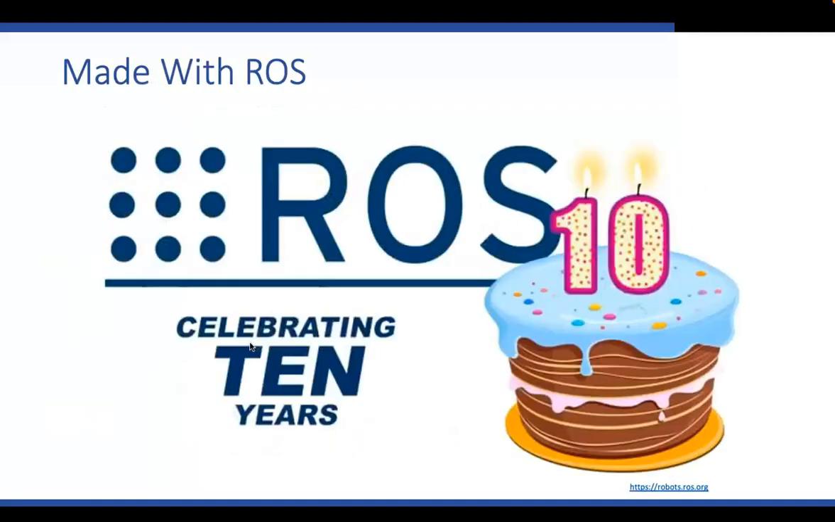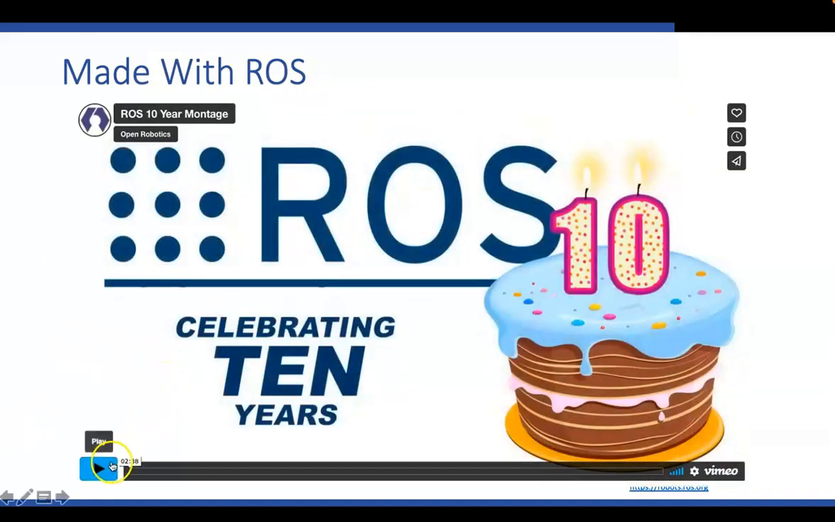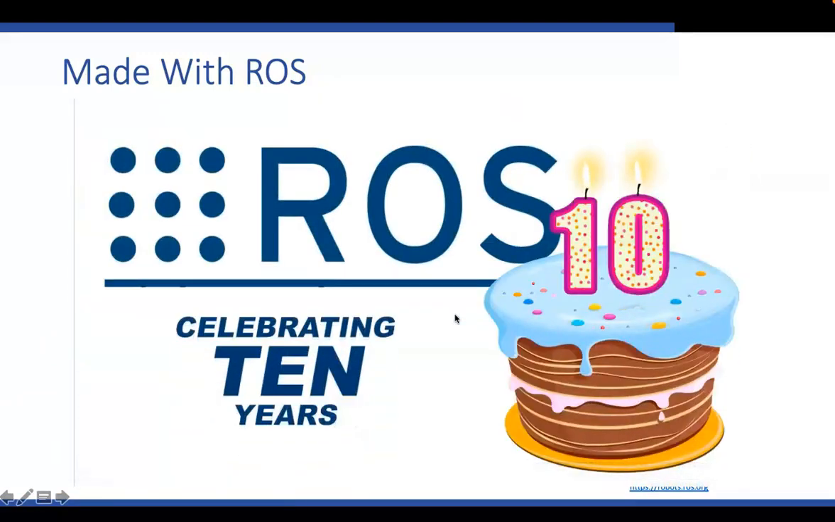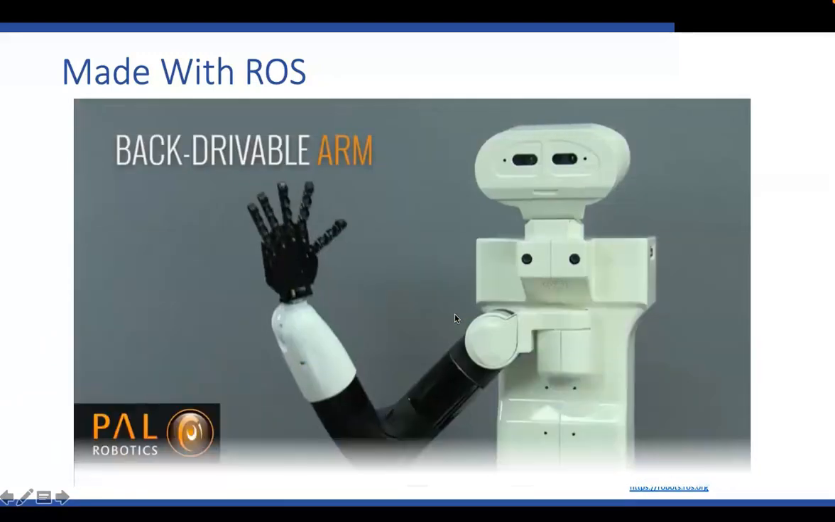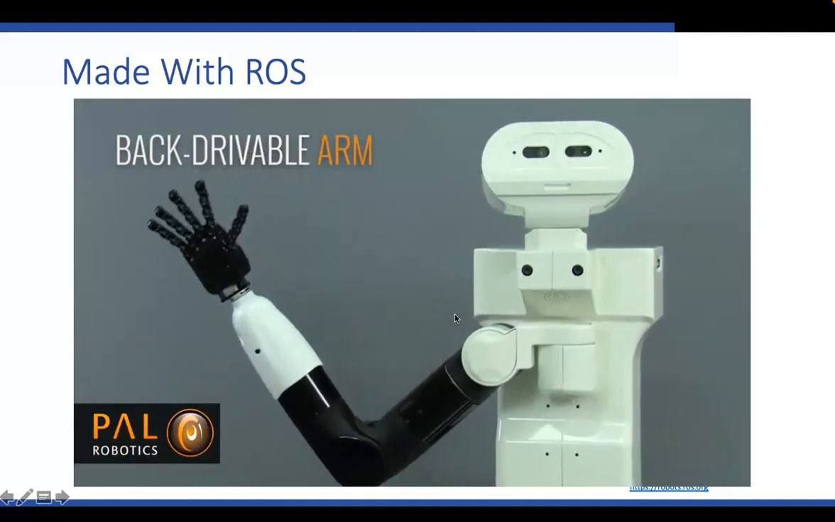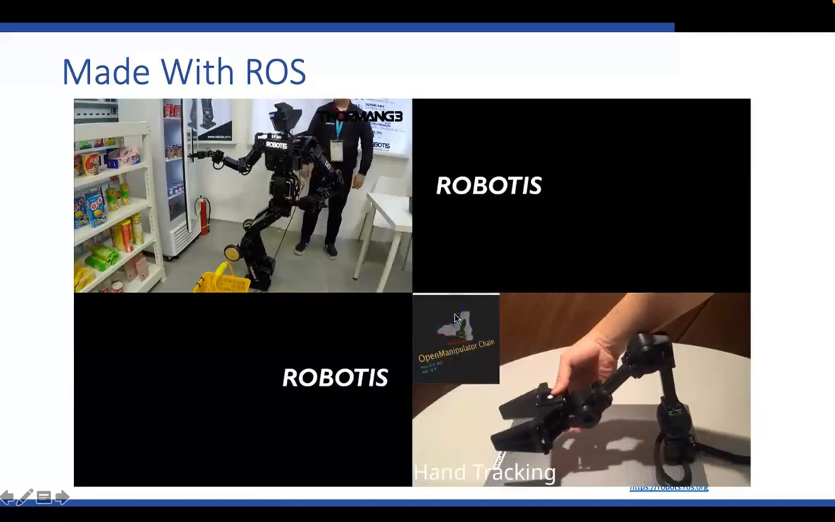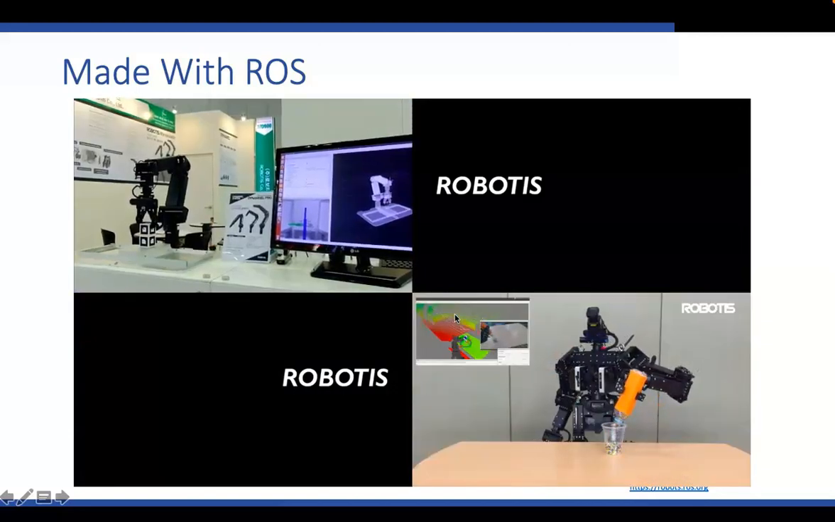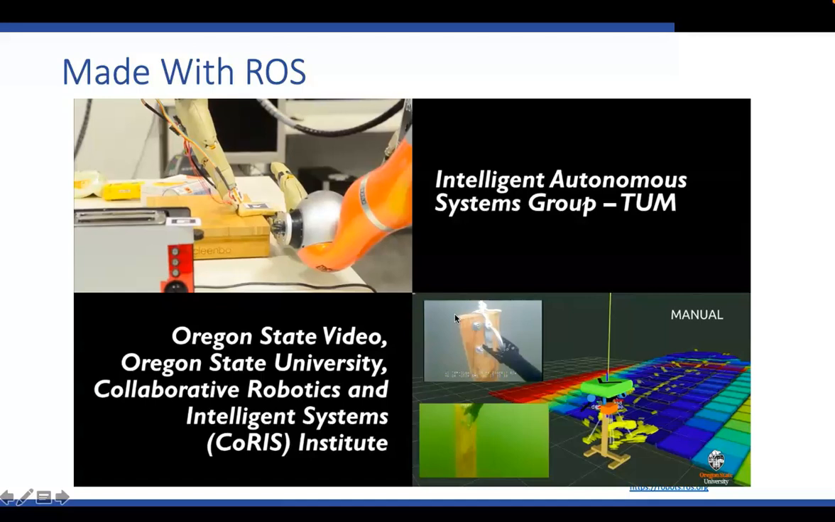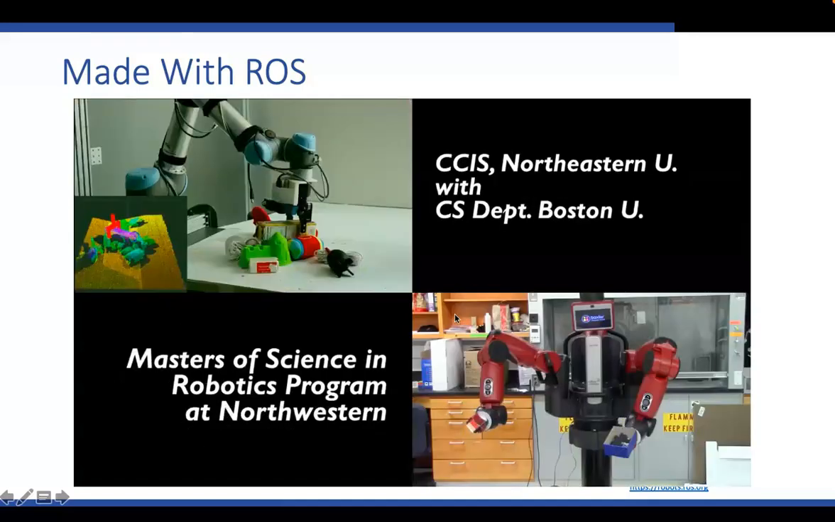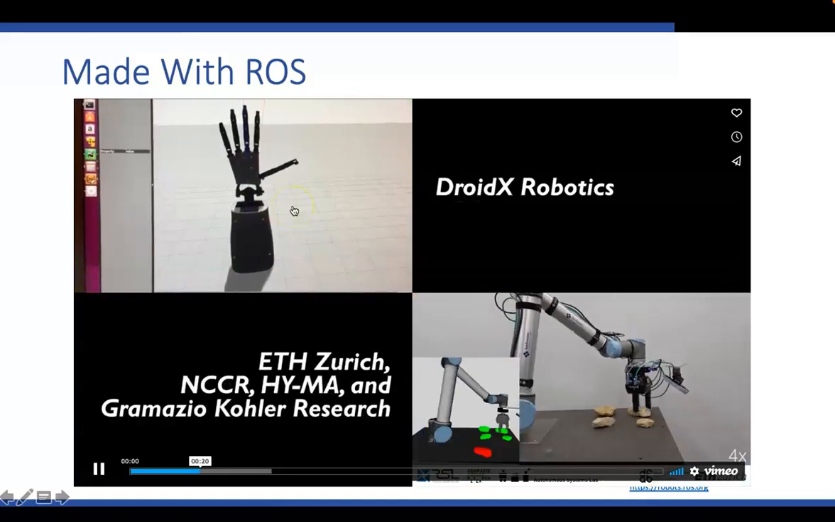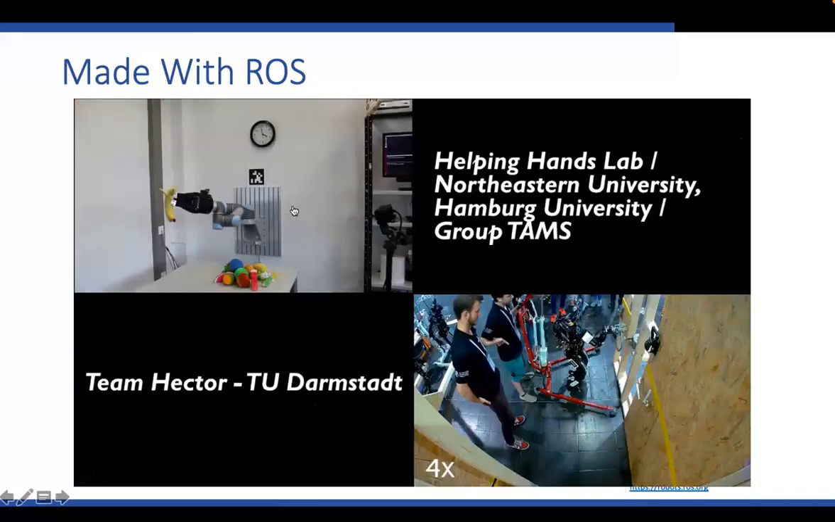Okay, so let's see a quick video of what ROS has developed over the 10 years. You can see this video and how it's been. This one is PAL Robotics. Just see, yeah, see this one. This is all being done in the ROS environment. This is pick and place. This is a hand from ETH Zurich.